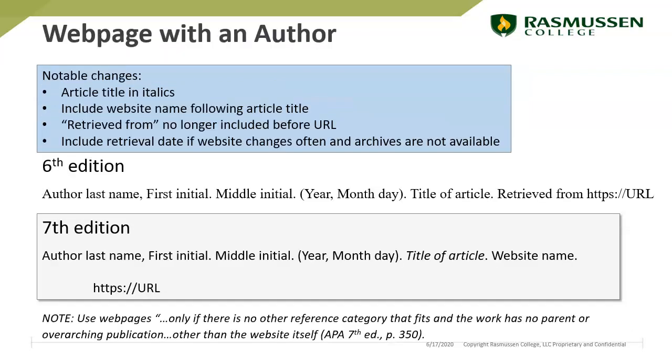Finally, there are a few notable changes for creating a reference for a web page with an author. First, the article title should be in italics. Also, the website name should be included following the article title, and the words retrieved from are no longer used before the URL. Lastly, only include retrieval date if the website changes often and archives are not available.